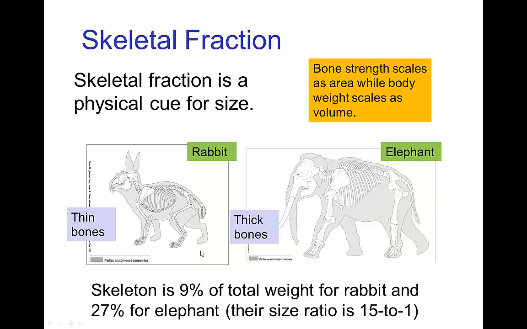So we see this just in a measurement of the skeletal fraction. The skeleton is only 9% of the total weight of a rabbit, whereas for an elephant, the skeleton is 27% of the weight of an elephant. You can see this would put an ultimate limit on the size of an animal, since you can't have an animal that's all skeleton.